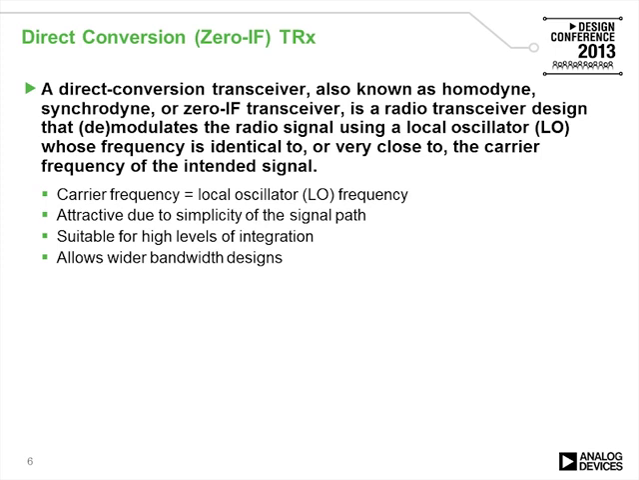It's very attractive due to the simplicity of the signal path, suitable for very high levels of integration, and allows very wide bandwidth designs. The design that we have in the FMC Comms1 has over 125 megahertz of channel bandwidth and receive capabilities from an RF standpoint from 400 megahertz to 4 gigahertz, which is hugely wide.